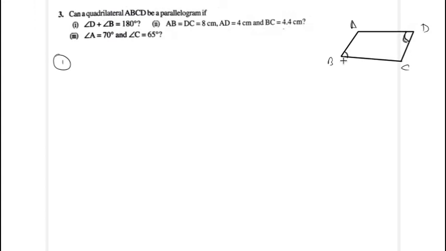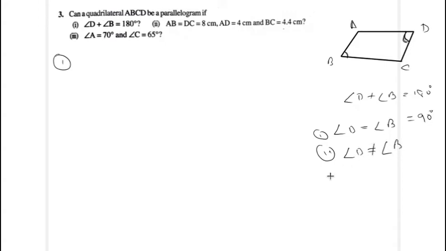Now see, they are opposite angles of this quadrilateral, and we know that in a parallelogram opposite angles are of equal measure. Now it is given angle D plus angle B is equal to 180 degrees. So there will be two conditions. Either angle B and angle D are equal, each equal to 90 degrees. This is one condition. Or angle D is not equal to angle B.